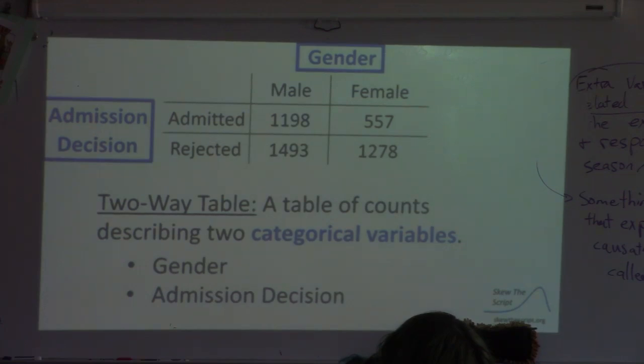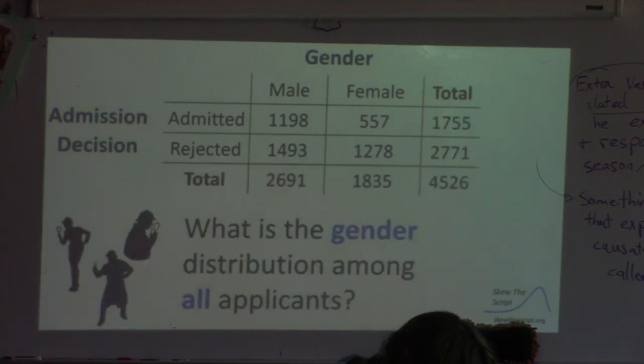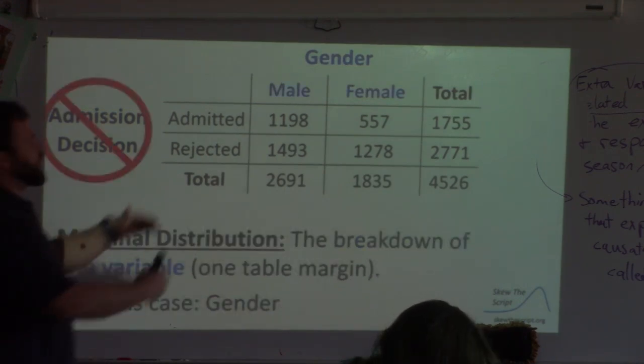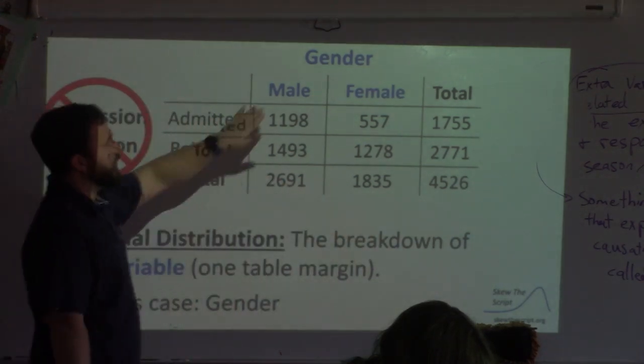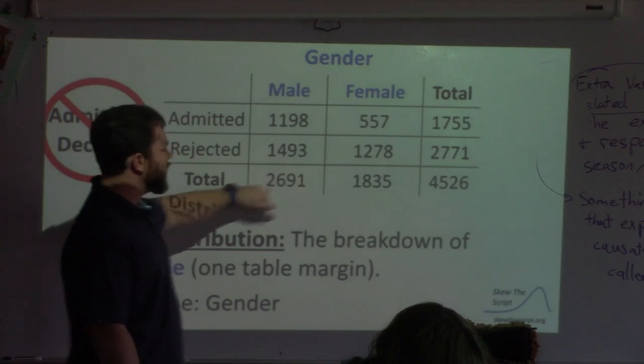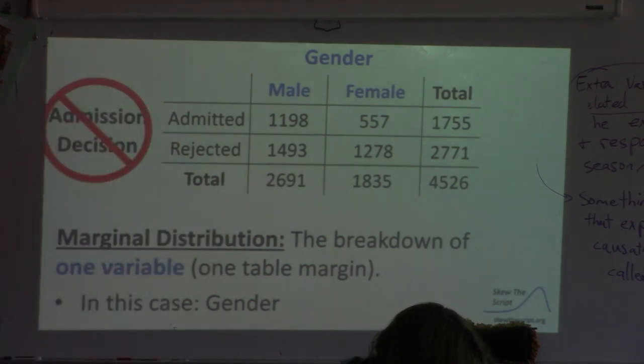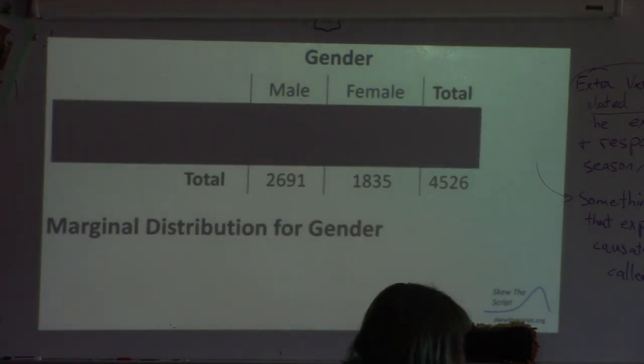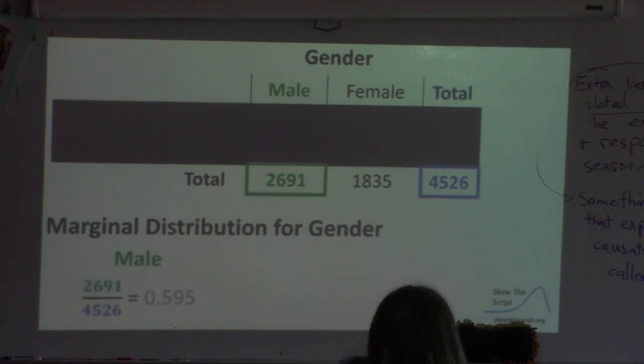All right. So categorical, gender, admission decision. Remember, those were our two categories. And then we got to these totals here. And so if I'm only looking at gender, and I'm only looking at this one variable, what are these relative frequencies going to be called? Marginal distributions, right? Marginal just means that we're looking at the margins. We are only looking at one variable, okay? So when we say marginal distributions, we're talking about the margins. We're only talking about one of those two variables. There it is. Male and female.